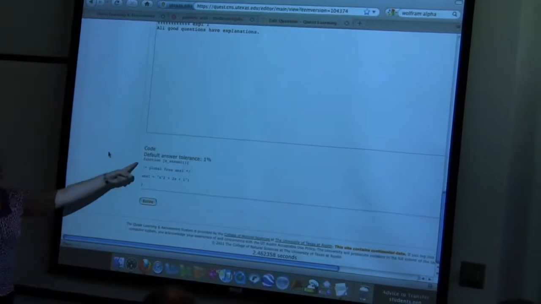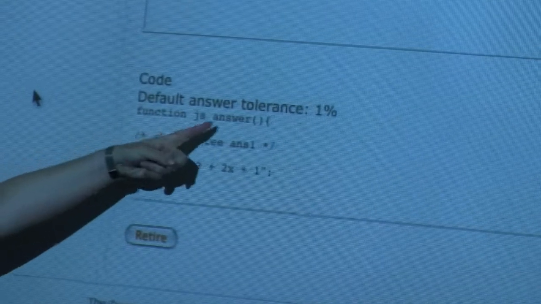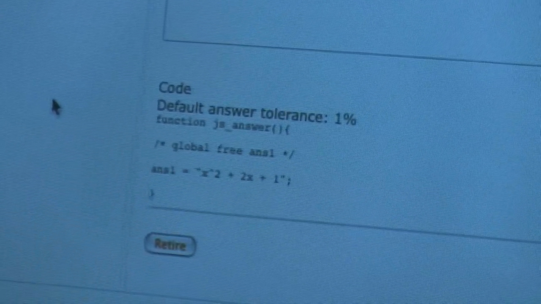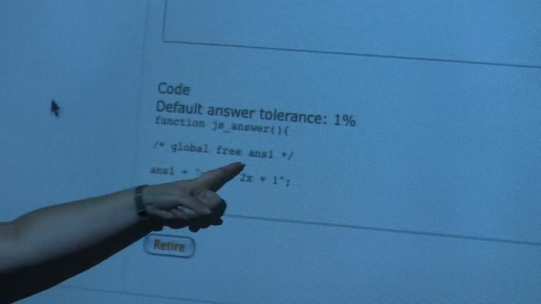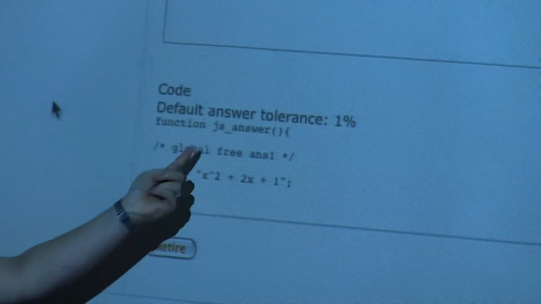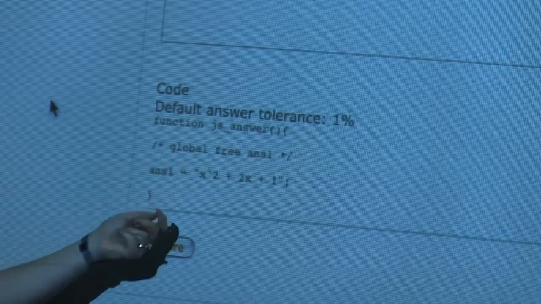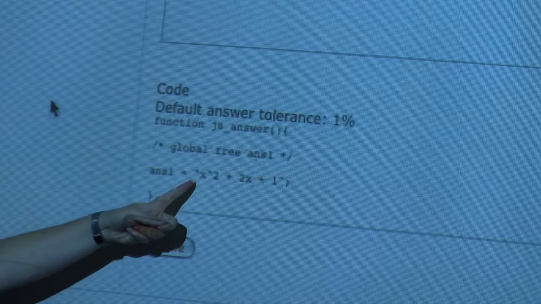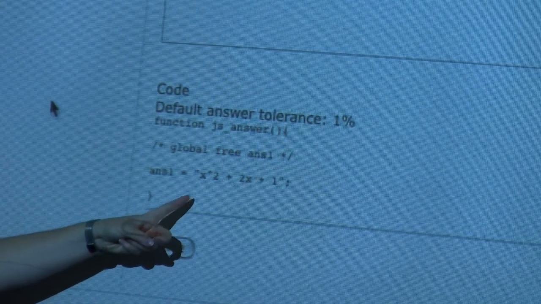Okay, so the things that are different about this are that instead of your usual void answer void part, we have function JS answer, open parentheses, and then these brackets enclose your randomization things. We have the declaration of our ANS1. It's still a global, but its type is now free, indicating that it is a function expression answer. Defining ANS1, it's a string. I've enclosed it in quotation marks, and I've written pretty much what you would expect a student to write.